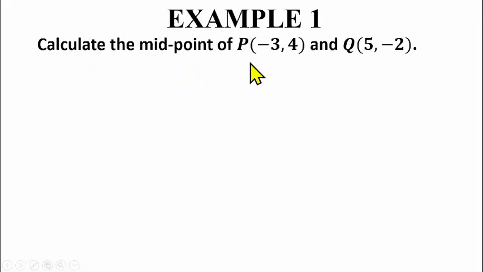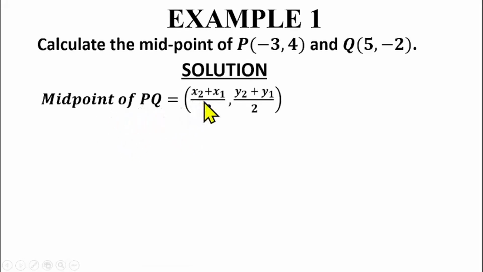So you have to calculate the midpoint of point P and point Q. We are given the coordinate of point P to be minus 3, 4, and the coordinate of Q to be 5, minus 2. So we have to find the midpoint of those 2 points. Don't forget that the midpoint of PQ will be x2 plus x1 over 2, y2 plus y1 over 2. From here, we know that this will be our x1, y1, our x2, y2. So we can easily substitute into this.